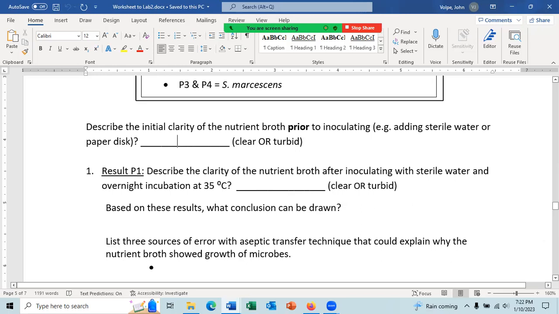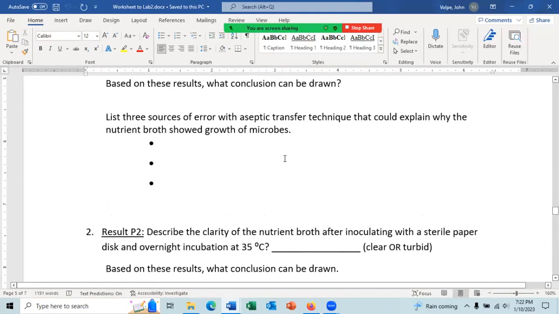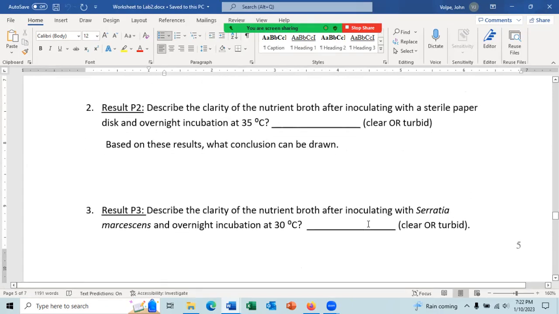And then list 3 possible sources of error with aseptic transfer technique that could explain why the nutrient broth showed growth of microbes. And you do need 3 sources of error. For 2, describe the results of procedure 2. Describe the clarity of the nutrient broth after inoculating with a paper disc. Was it clear or turbid? Based on these results, what conclusion can be drawn?